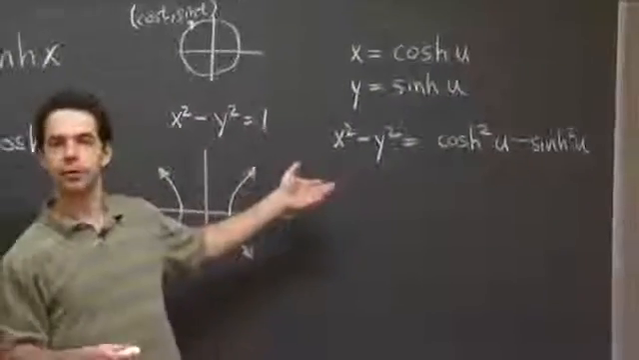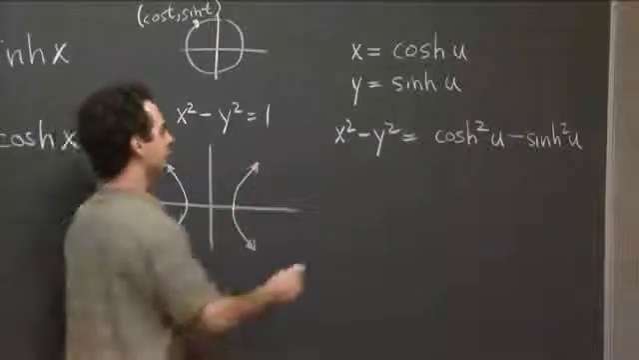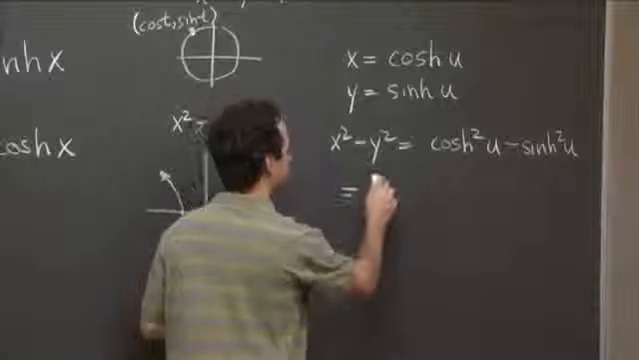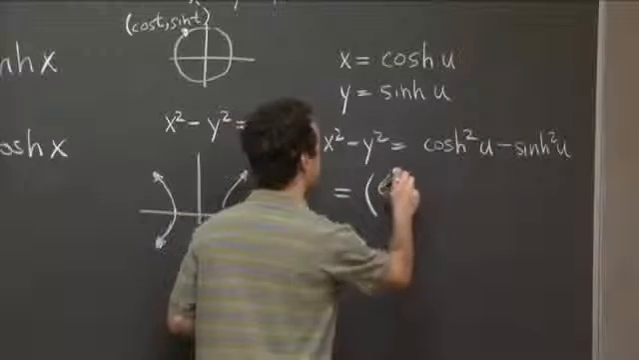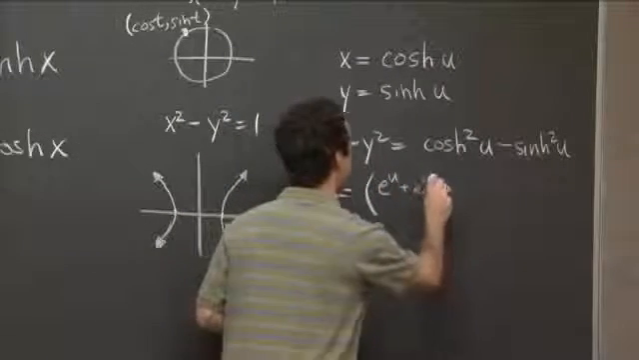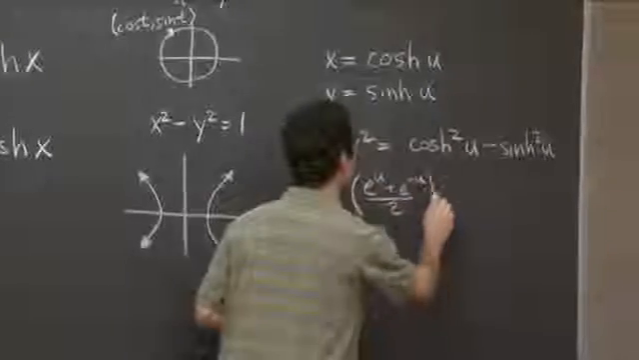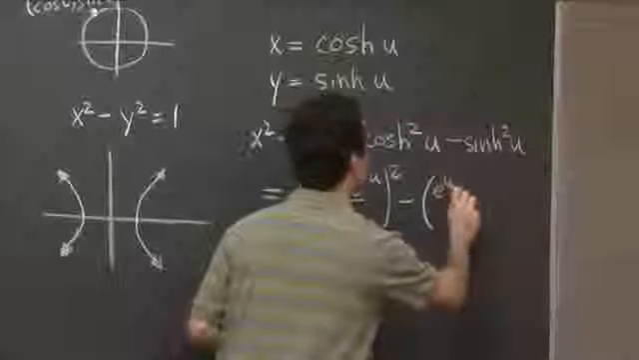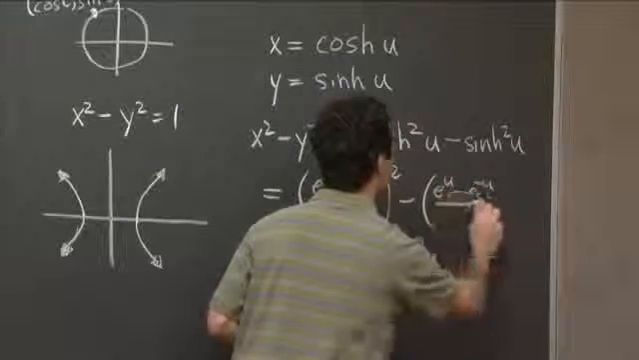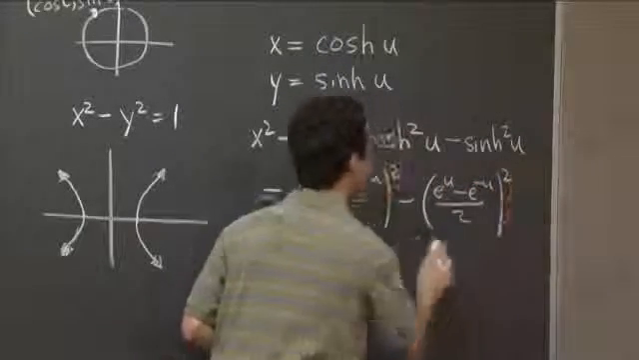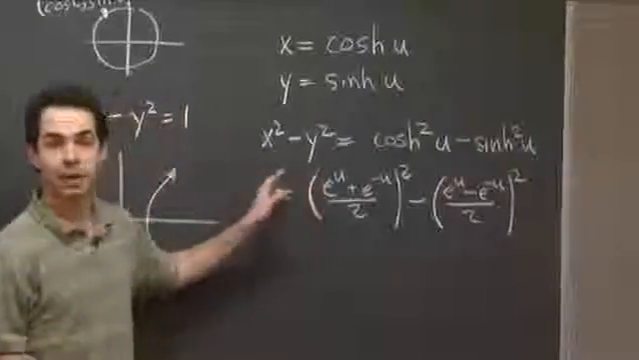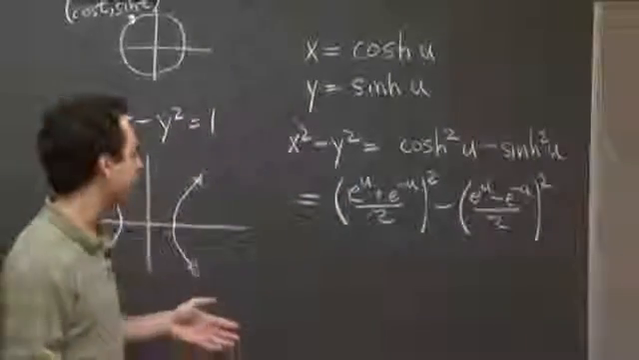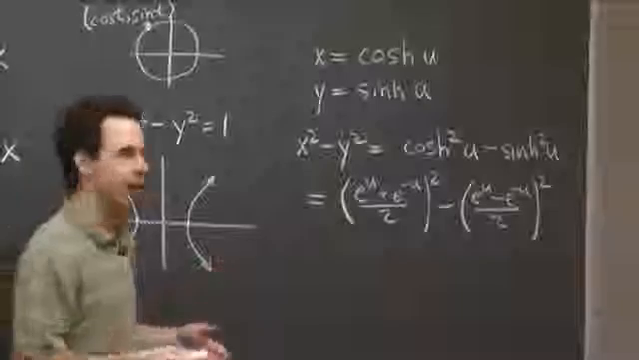And now we can plug in the formulas for cosh and sinh that we have. So this is equal to ((e^u + e^(-u))/2)^2 minus ((e^u - e^(-u))/2)^2. And now we can expand out both of these squares and put them together.